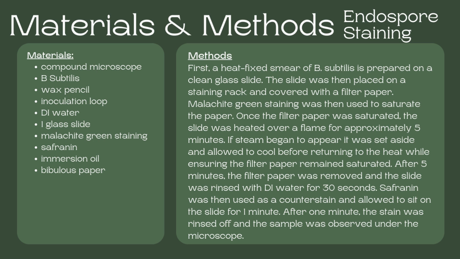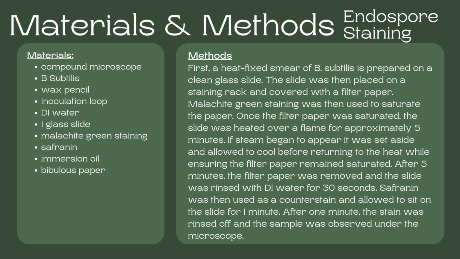For our endospore staining, we used a compound microscope, B. subtilis, a wax pencil, inoculation loop, deionized water, a glass slide, malachite green stain, safranin, immersion oil, and Bibulous paper. First, a heat-fixed smear of B. subtilis is prepared on a clean glass slide.